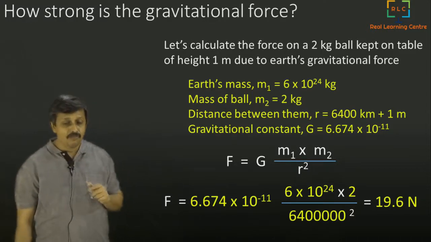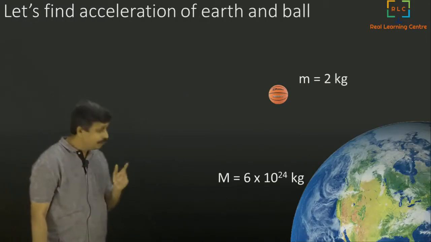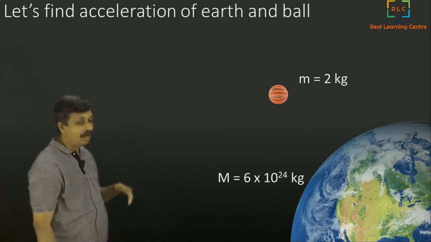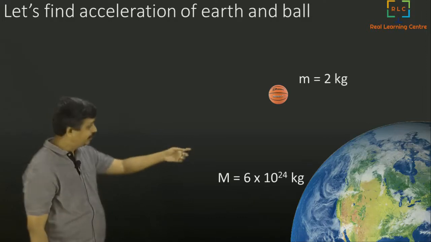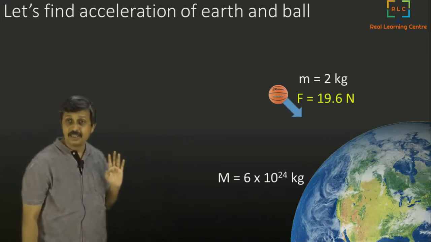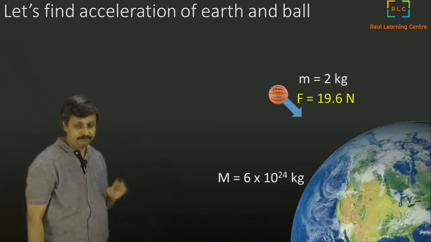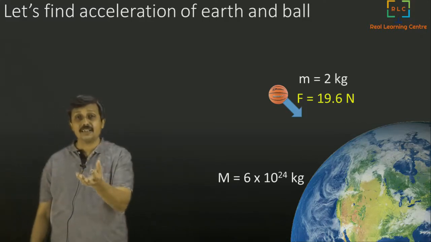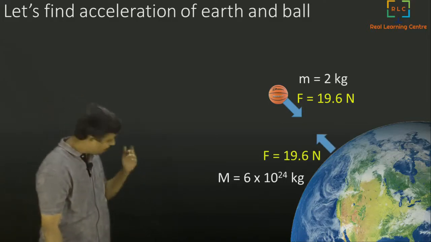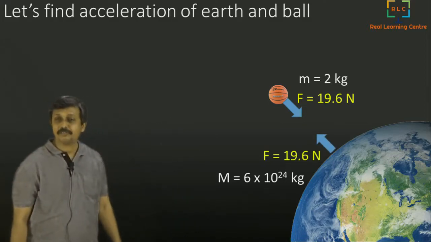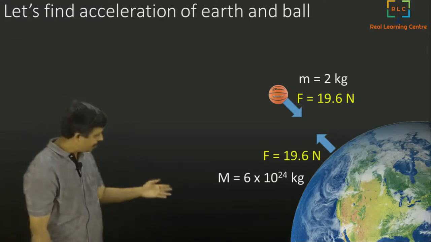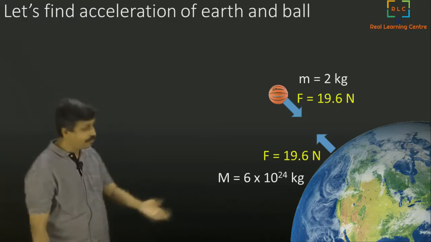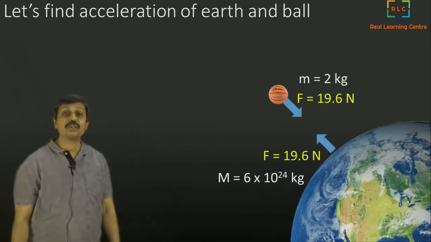Now, what we are going to see is that if you look at this Earth and the ball, the force on the ball we said is how much? 19.6 newtons. And we also said the ball pulls the Earth with the same force, which is also 19.6 newtons. The only difference is the mass of the Earth is 6 into 10 power 24 kg and the mass of the ball is just 2 kgs.